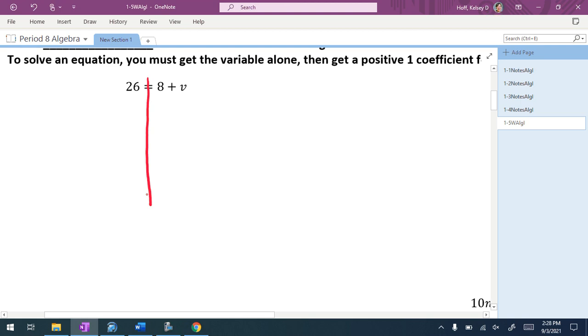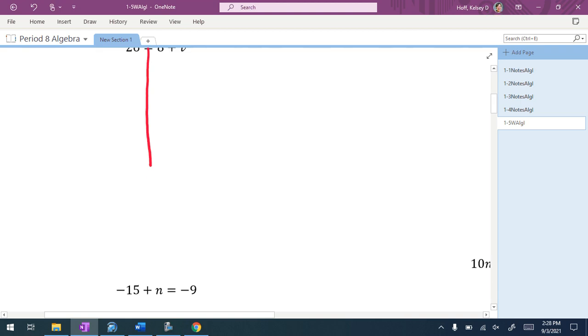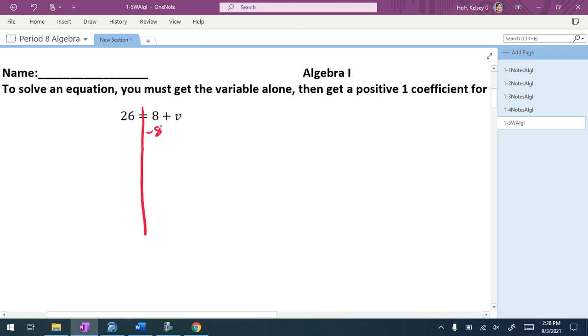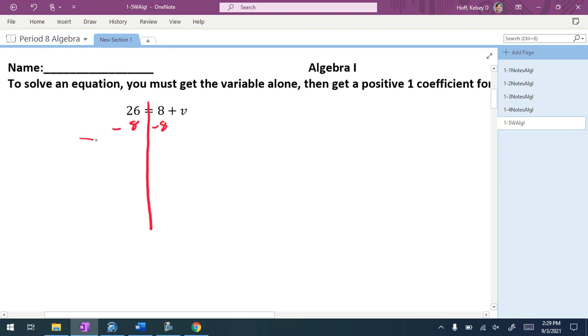Now don't chicken scratch this. Right below it, I want to see -8. Whatever you do to one side, you have to do the other. -8. Draw a big, huge equals bar. 26 minus 8 is 18. 8 and -8 cancel. You bring down V. The second thing you have to check, is the coefficient of V a positive 1? Yes, it's not written there, but it's an understood. Done.